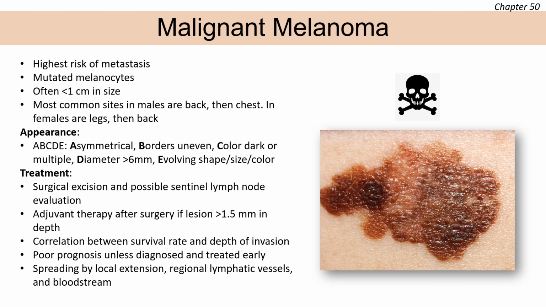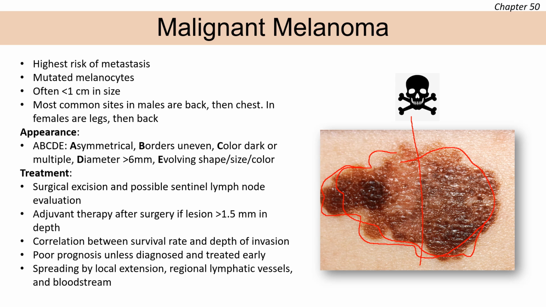Malignant melanoma, this is the highest risk of metastasis. It is fast growing, and this is where we want to pay attention to the ABCDE in appearance. So if you see this lesion here on somebody's body, you can see that it is not symmetrical. So that means if you cut it in half, both sides don't match. The borders are uneven. That is very obvious. You can see it's kind of wiggly all the way around.